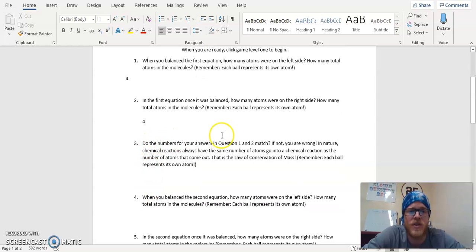Okay, and then number 3, it says, do the numbers for your answers in question 1 and 2 match? If not, you're wrong. In nature, chemical reactions always have the same number of atoms go into a chemical reaction as the number of atoms that come out. That is the law of conservation of mass. So right here, I could just say yes.